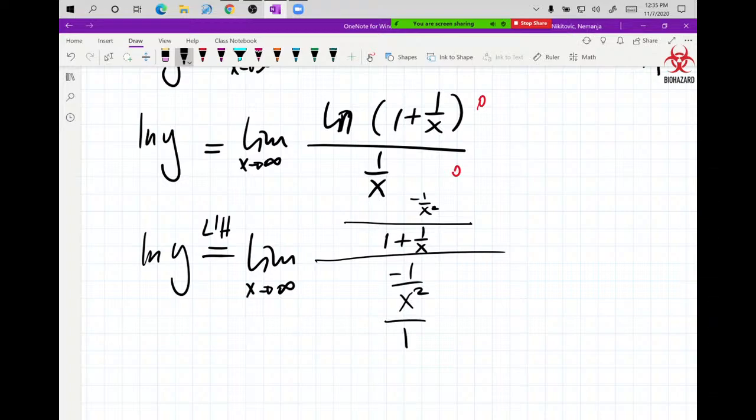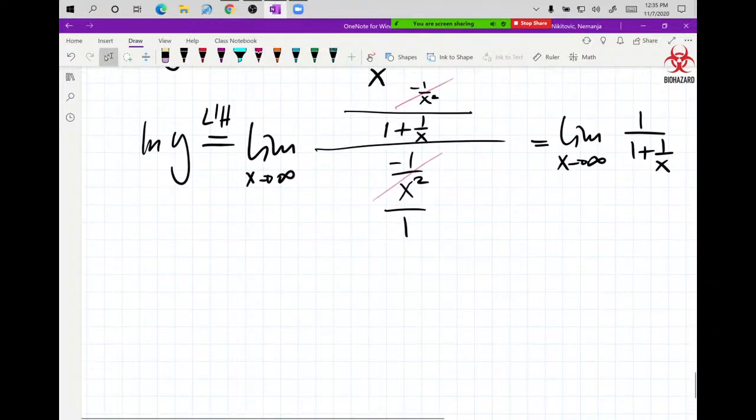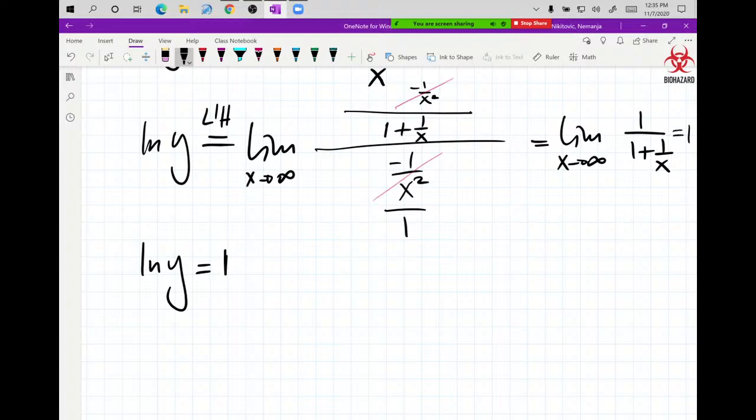Now, over 1, you can quickly see that these are on opposite sides of the fraction, so they can be cancelled. And what you get is the limit as x goes to infinity of 1 over 1 plus 1 over x. So ln y is 1, right? Because when you plug in infinity, 1 over infinity is 0, and then when you add that to 1, it's just 1 over 1, which is 1.